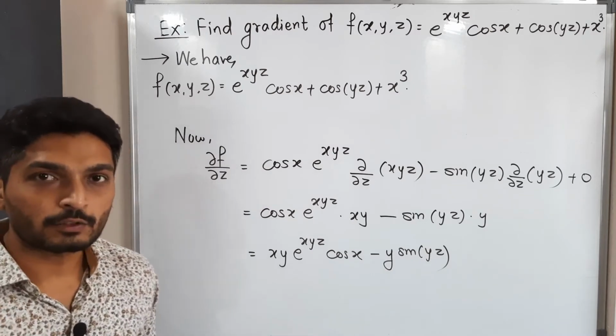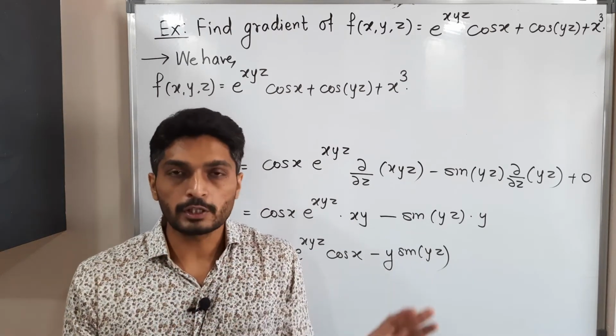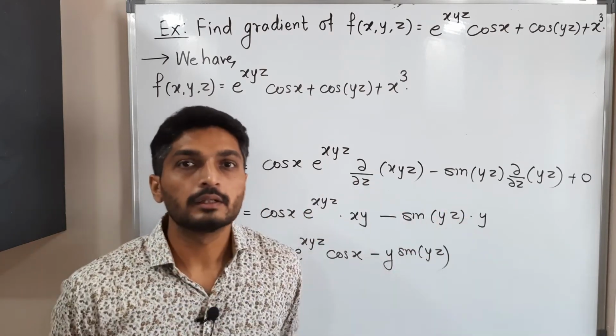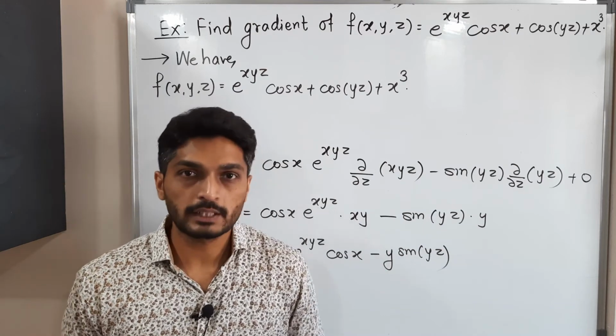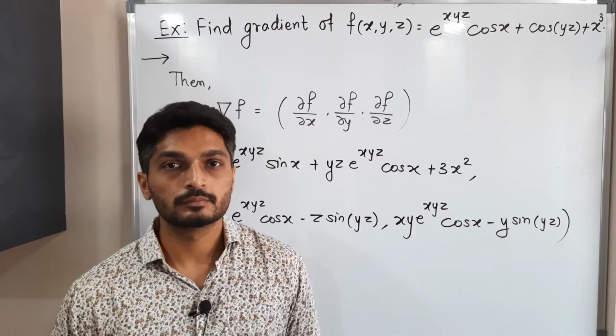So in this way we calculated the derivative of f with respect to z also. After that, all partial derivatives we have now calculated. So simply we have to put them in the definition of del f, and we will have the required answer. Make a screenshot of it, then we will go further.